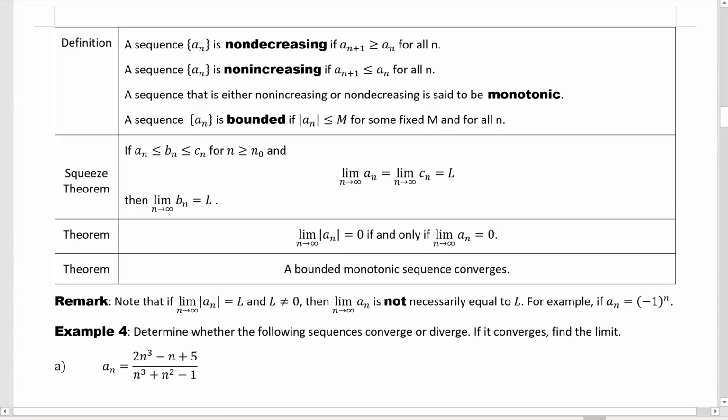Okay, here are more definitions. A sequence is non-decreasing if the next term is greater than or equal to the previous term.